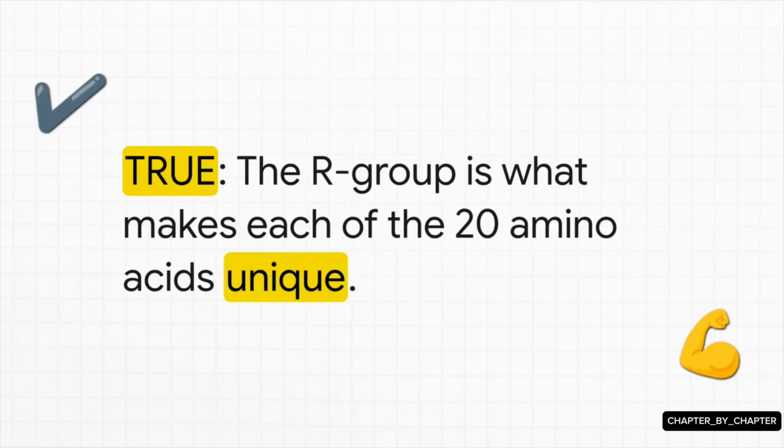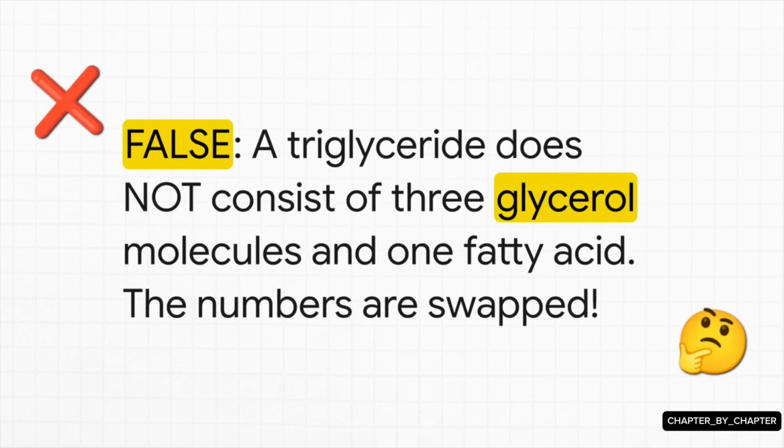Okay, let's jump to D. Amino acids each have a side group. Yep, that's also true. This little side group, the R group, is what makes each of the 20 amino acids totally unique. So if A, B, and D are all true, that can only mean one thing. Our lie has to be statement C.